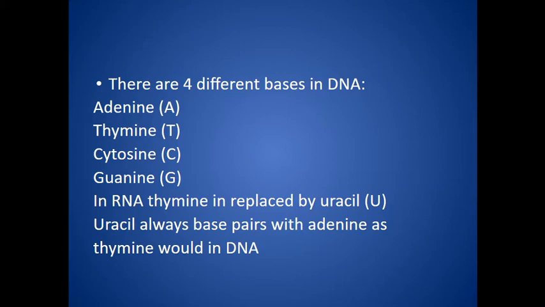So there are four different bases in DNA: adenine, which is A, thymine, T, cytosine, C, and guanine, G. Now, one really important thing to notice is that with RNA, the thymine, the T, is replaced by a base called uracil, which is a U. Uracil always base pairs with adenine, as thymine always would in DNA. So it pretty much just means that uracil is replacing thymine and it still binds with adenine.